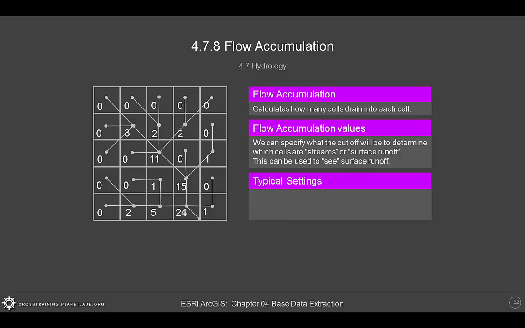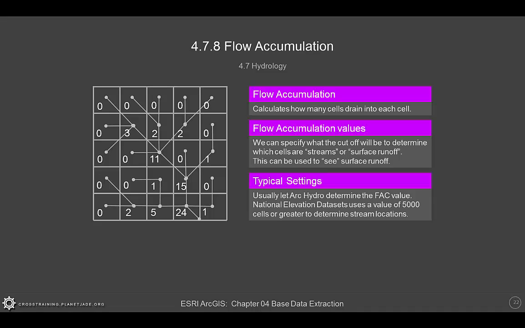So typical settings, we usually let ArcHydro determine what the flow accumulation value should be. It usually does a pretty good job with that. It's smart enough to tell what kind of terrain data you have there in terms of resolution, and it will create a numerical value for you.